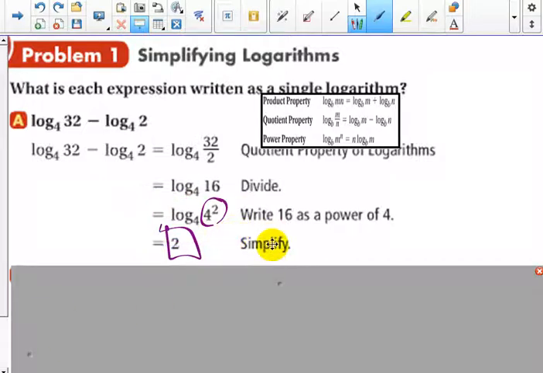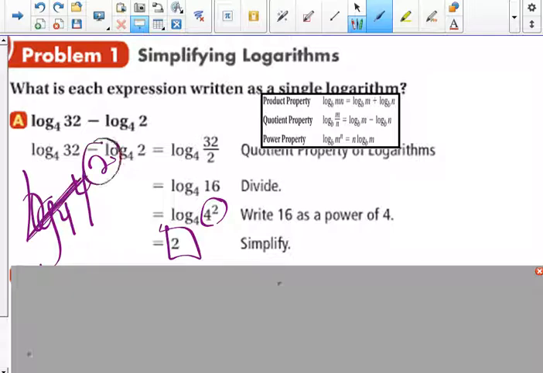See that? So you had log base 4 of 4 squared. So the log 4 of 4 cancels out and just drop this down. So your answer becomes that right there, 2. Easy? Pretty easy.